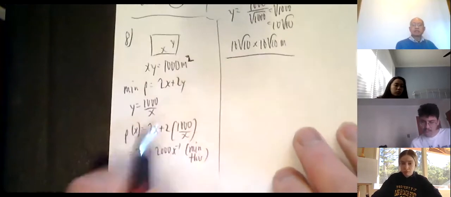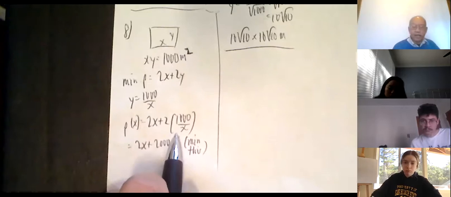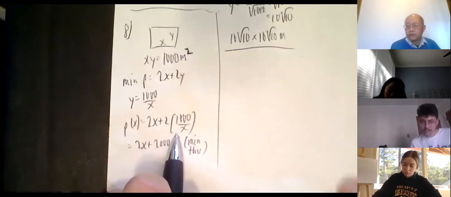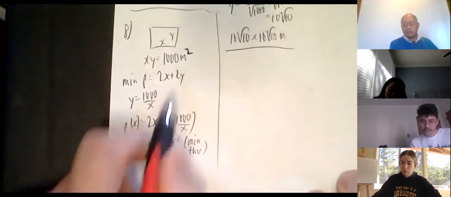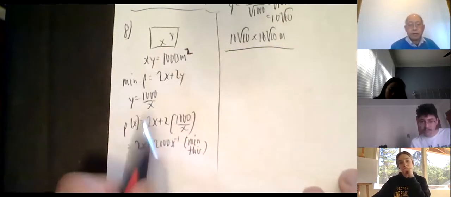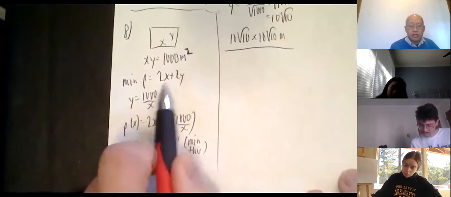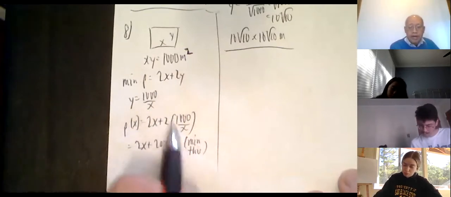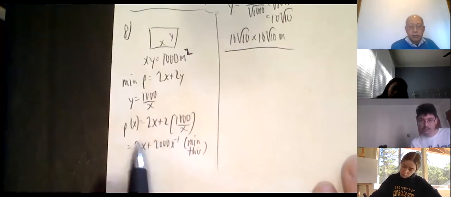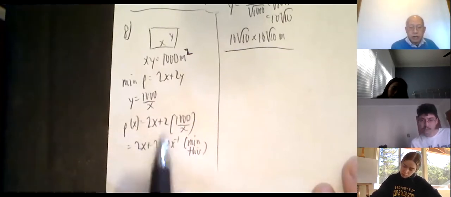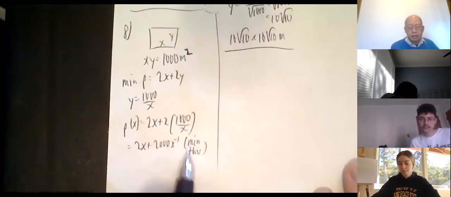So notice by doing this technique, you now have a function that only involves one letter, x. And that's what we usually prefer. We prefer to have only in terms of x. I could do it with y, but we don't want to. So perimeter, I'll call it P of x now, is 2x plus 2y. And we now have y as 1,000 over x. So I have 2x plus 2,000 x to the negative 1. So there it is. And I'm trying to minimize this quantity.